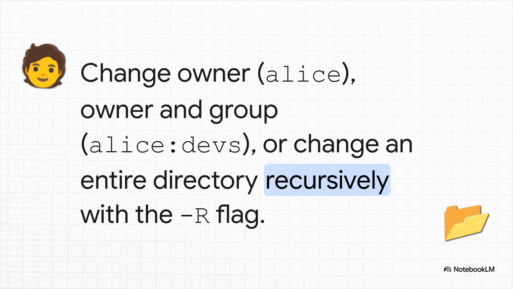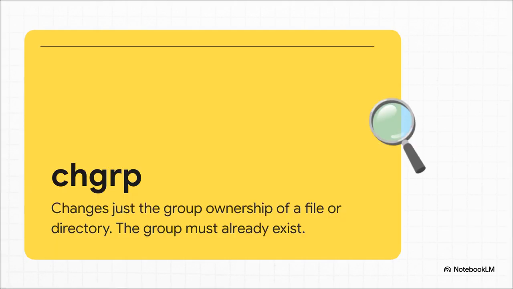You can change just the user, like that first example, or, and this is a really handy shortcut, you can use a colon to change both the user and the group at the exact same time. Super efficient. And yep, just like chmod, it's got that recursive R flag for changing ownership of a whole directory and everything inside it.